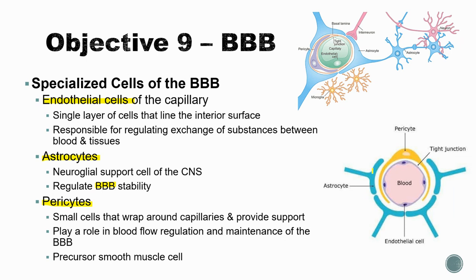And so we have this multi-layer protection of cells. So they wrap around the capillaries, they help in regulating the flow of the blood, as well as the maintenance and the composition of the blood-brain barrier. They're also a type of stem cell that could give rise to smooth muscles.